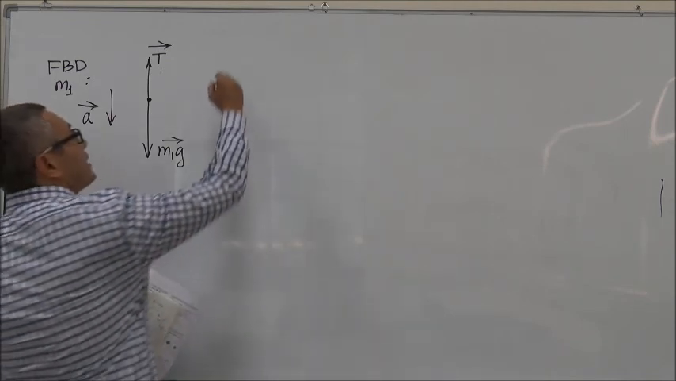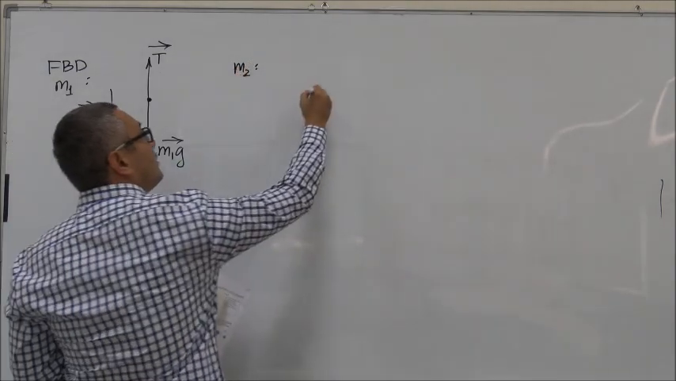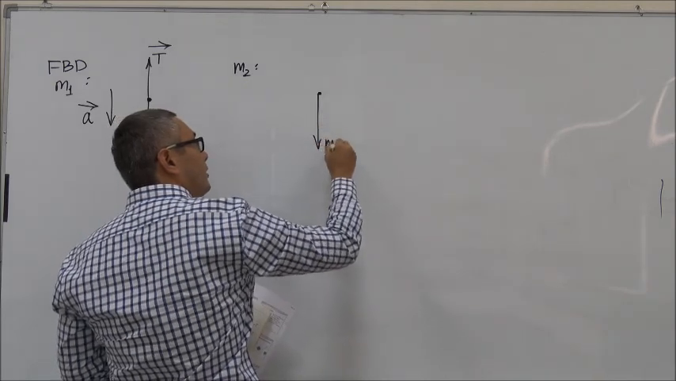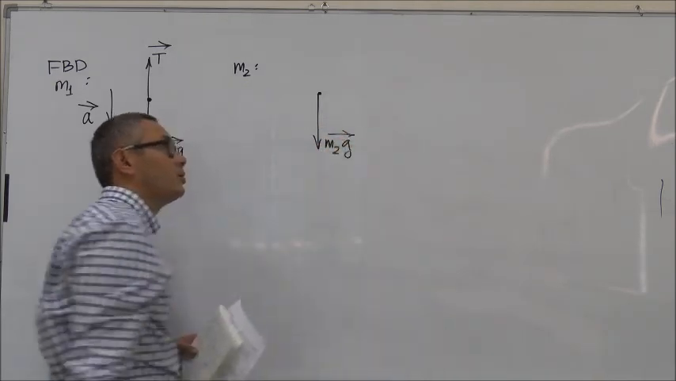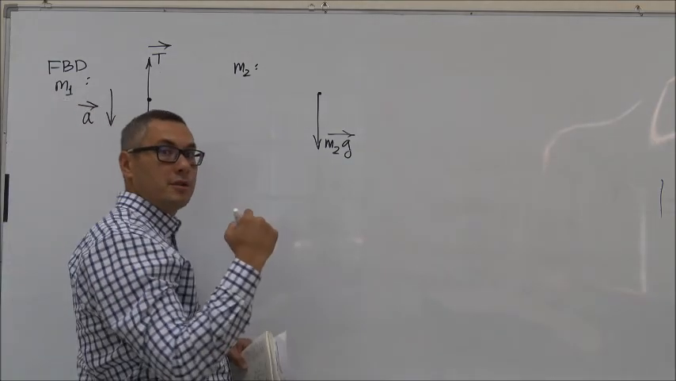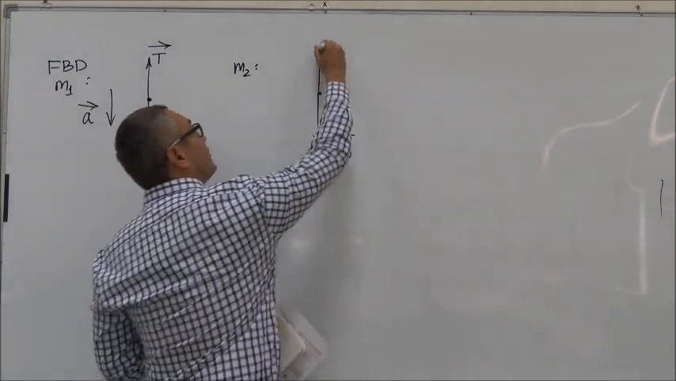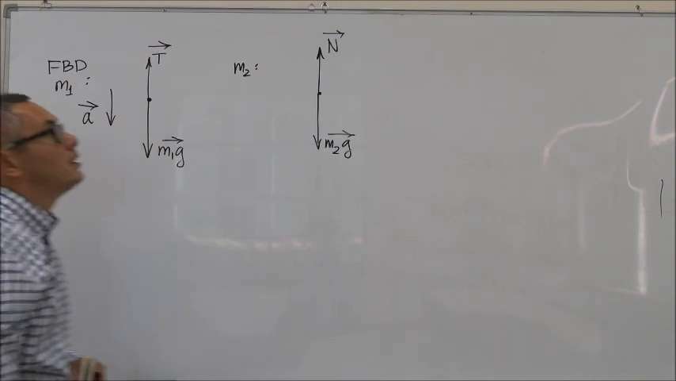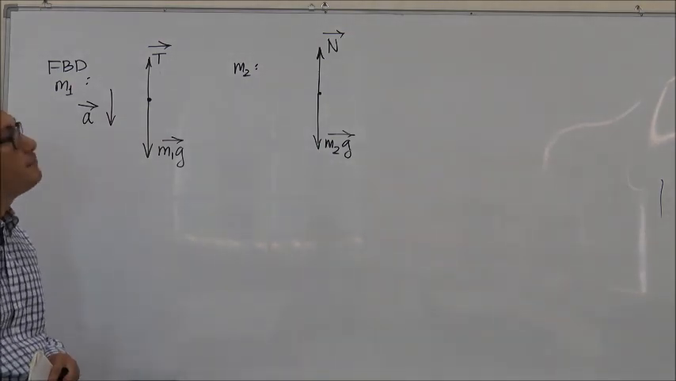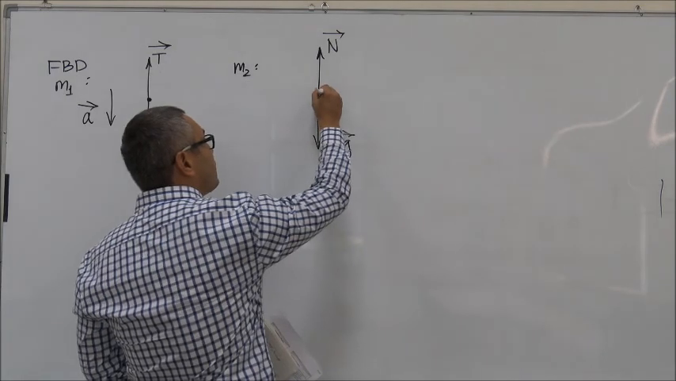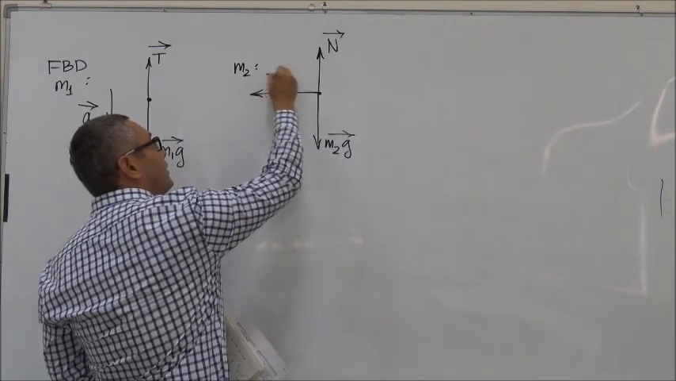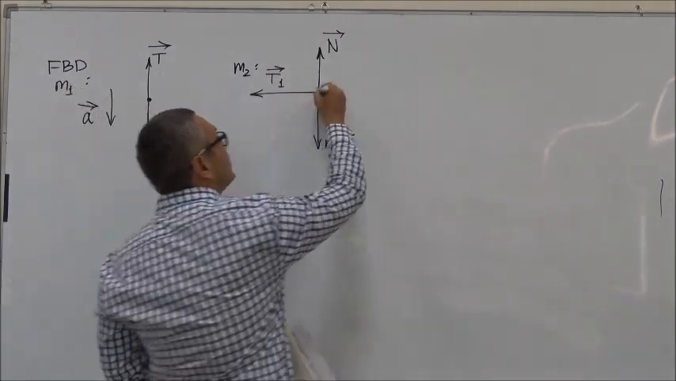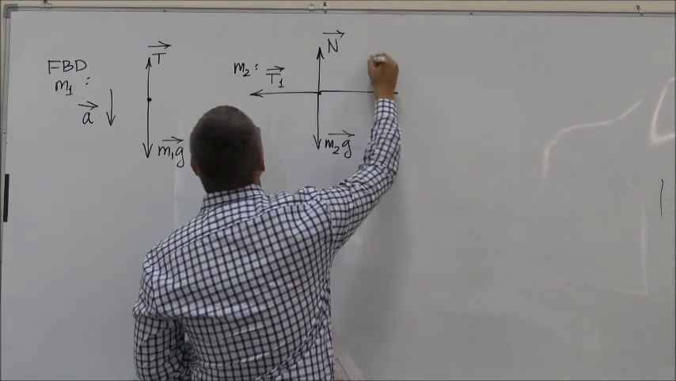Now let's do the same thing for mass M2. So we have a gravity force pulling it downwards, M2G, then the normal force from the table. So the table is exerting the force on the mass, which is pulling it upwards. Then there is a tension force on this side. This is tension 1. And then there is a tension force on the other side, which we can call tension 2.